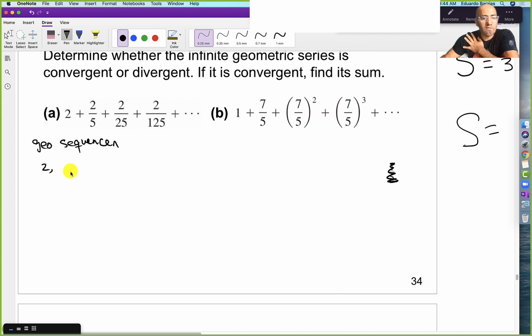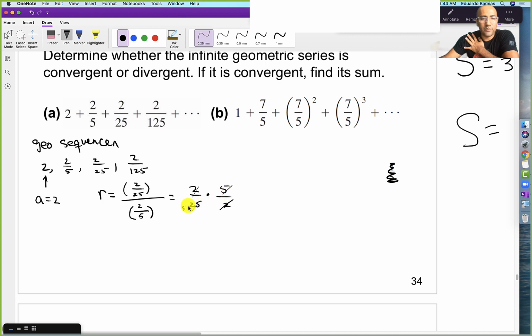Okay, so we got the number 2 as the first value, then 2/5, then 2 over 25, then 2 over 125. That looks familiar. So the first value on my list, a, is going to be 2. And then to find the common ratio, all I have to do is take any number and divide it by the one that came right before it. So let's do 2 over 25 divided by the one right before it, 2 over 5. Multiplying the numerator times the reciprocal of the denominator, these cancel, these reduce. We end up with 1/5. So the common ratio is 1/5, and a is equal to 2.